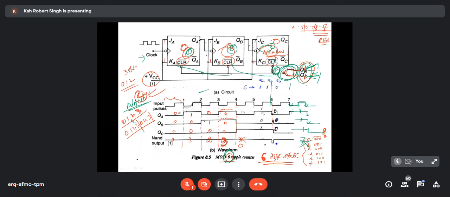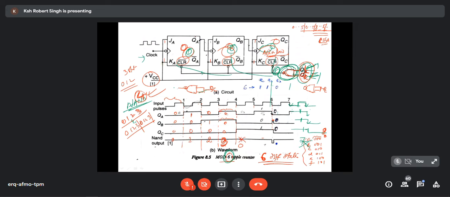Then how will I connect? The NAND gate is like this. How will I connect QC? Connect QC to both inputs. Yes, both, no problem. In the exam, you can connect QC like this. Instead of a NAND gate, you can connect a NOT gate also, sir. Yes, that is a good idea. No problem.